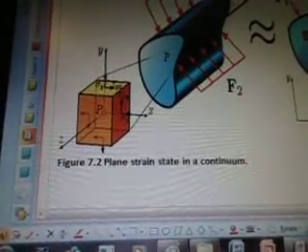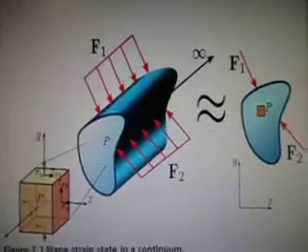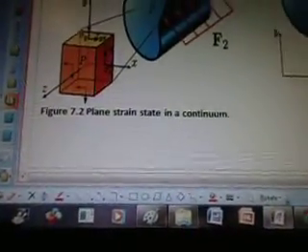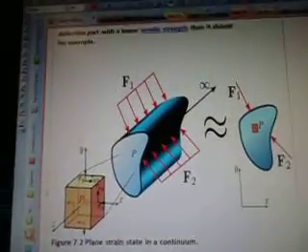Plane strain, state, and continuum. Okay, so at the end of that video, we're going to go on to the next one.